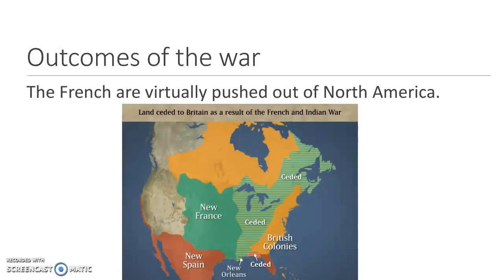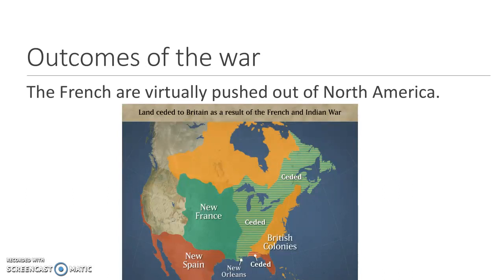So back where we left off, some outcomes of the war. If you take a look at your map, you can see that ultimately Great Britain retains control of the British colonies. The French are virtually pushed out of North America. You can see there's this green striped area, and it says it's ceded. And what that means is essentially it's sort of like being forfeited. It's about halfway between forfeiting something and giving it up voluntarily.